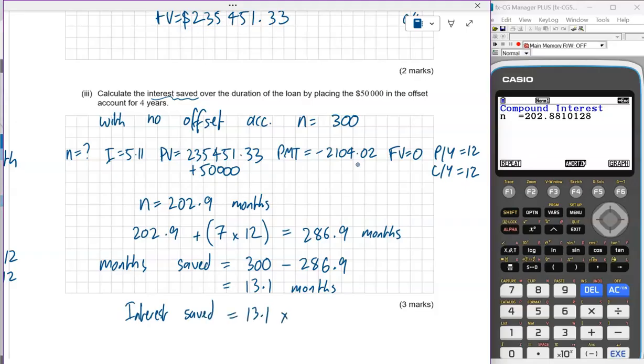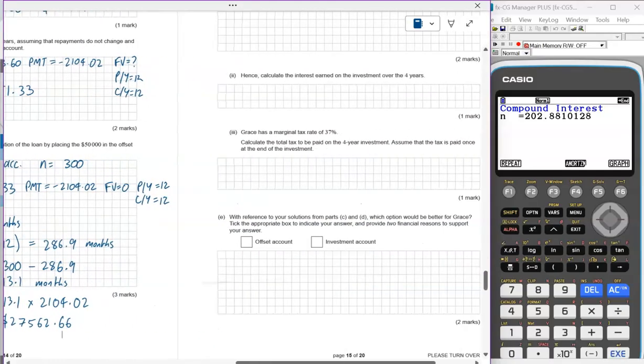13.1 times $2,104.02. Now that works out to be $27,562.66. So you can see she saved a considerable amount of money in interest from having that $50,000 in the offset account for those 4 years. Okay, let's move on to the next part of the question.